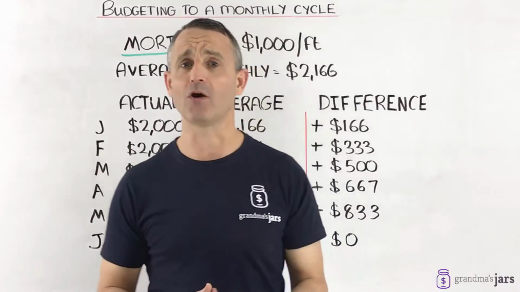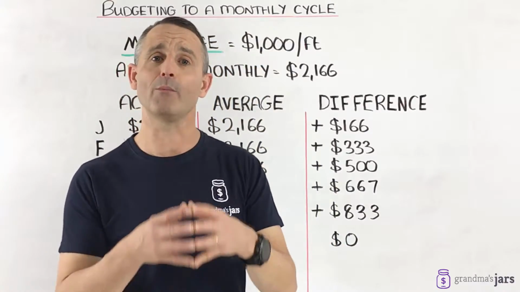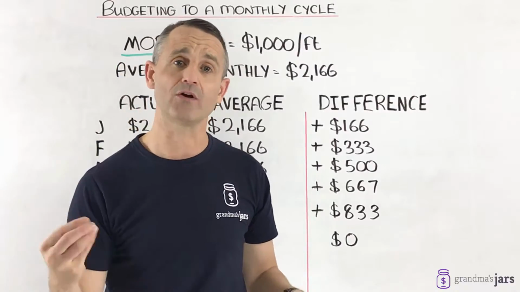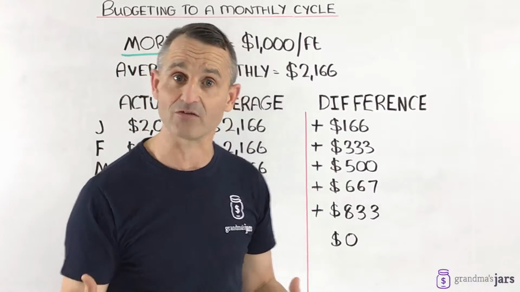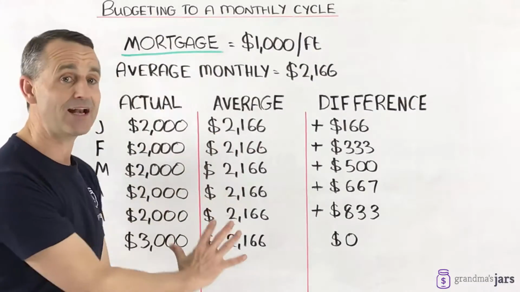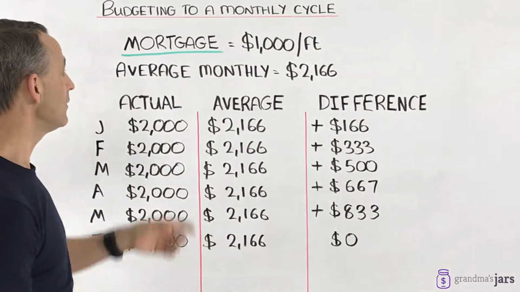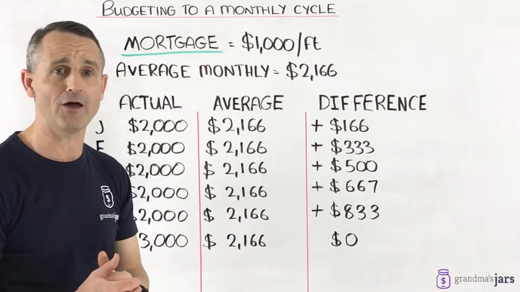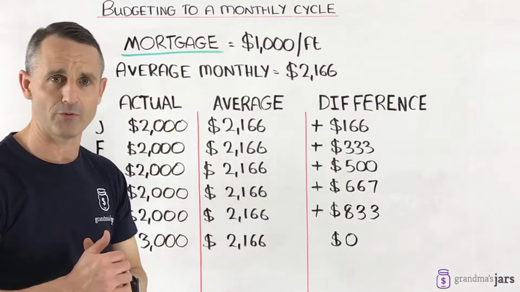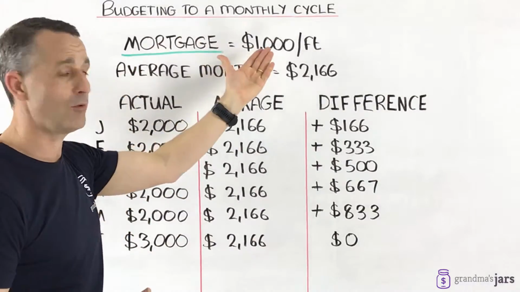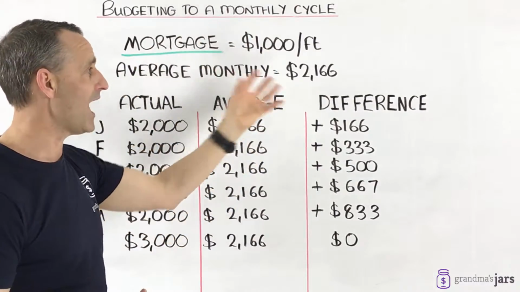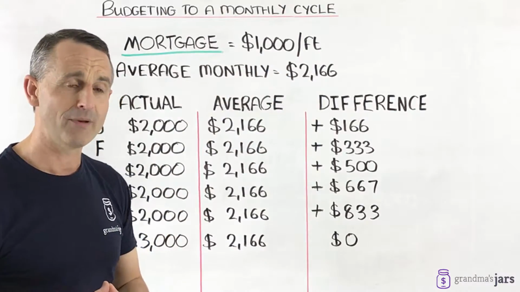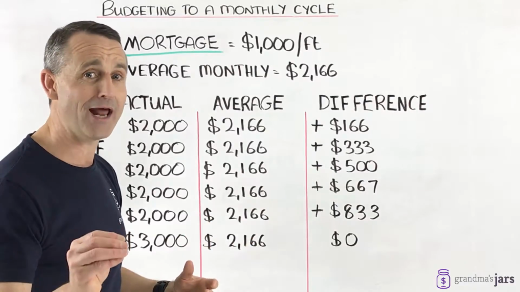Okay, so we've now had a look at what the average monthly figure means when we're talking about your budgeted income. What I want to do now is look at what it means for your expenses. If we have a look here, it's exactly the same numbers on the board, except now I've got a mortgage of $1,000 per fortnight instead of an income of $1,000 per fortnight. So my average mortgage payment would be $2,166. But in the same way, that's not quite how it works.